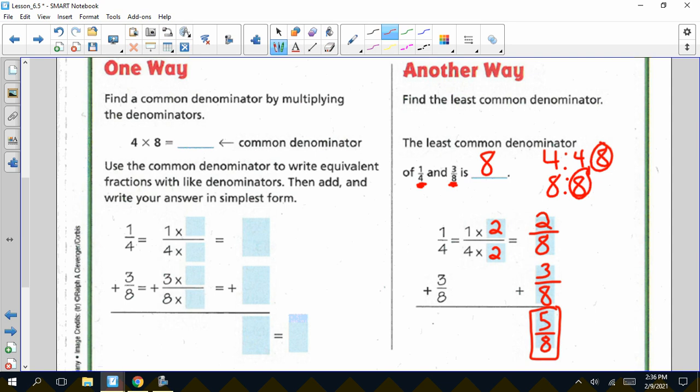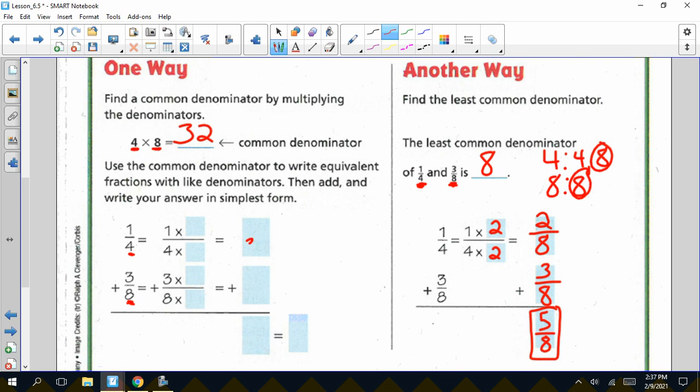Now, if you struggle finding a common denominator by counting or listing your multiples, you can simply multiply the two denominators together. So for 1/4 and 3/8, we multiply 4 and 8 together and get 32. And that will allow us to have a common denominator that we know will work. Now, because it's not the least common denominator, we're going to have a little bit more work to do at the end when we simplify.